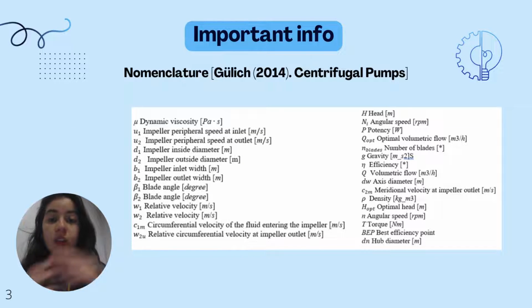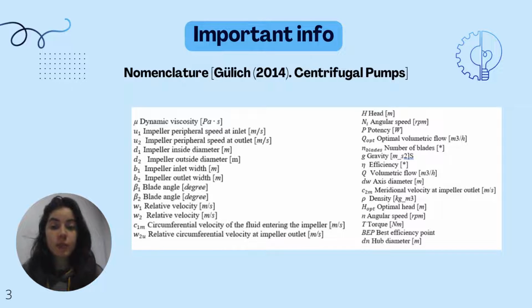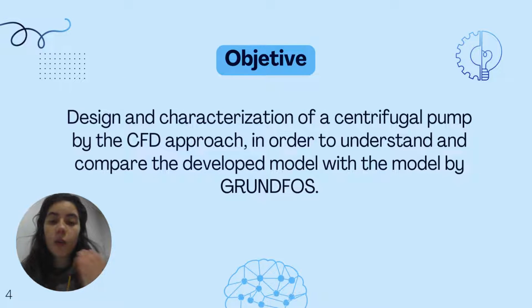For our project, we use the Coolidge nomenclature, so this is important information you should know. The objective of our project is to design and characterize a centrifugal pump by the CFD approach in order to understand and compare the developed models with the model by Graham-Voss.